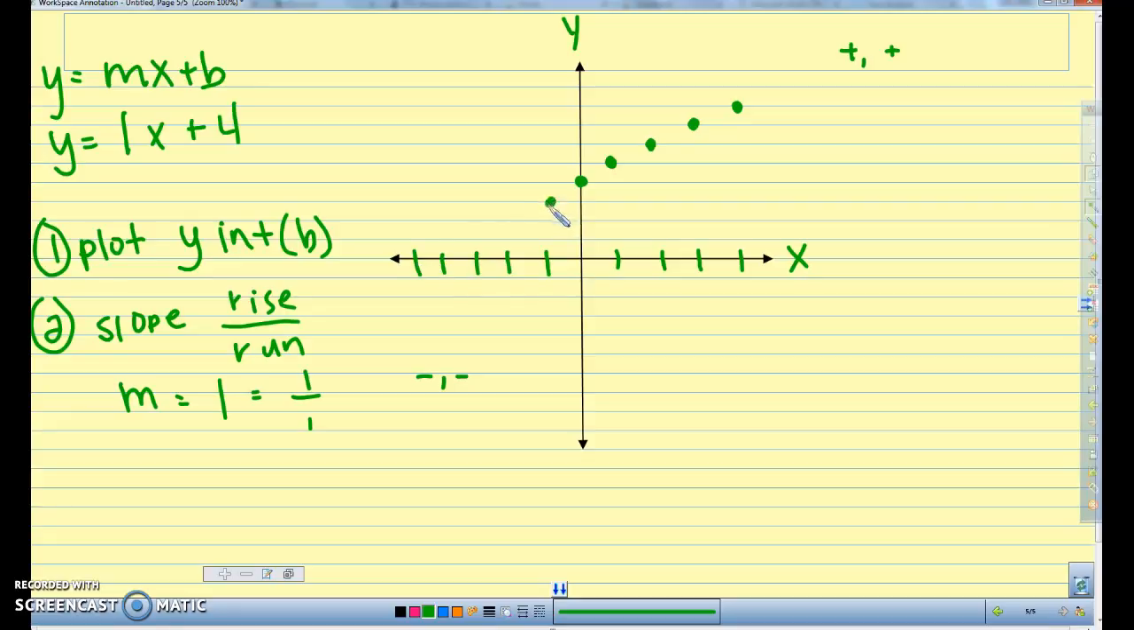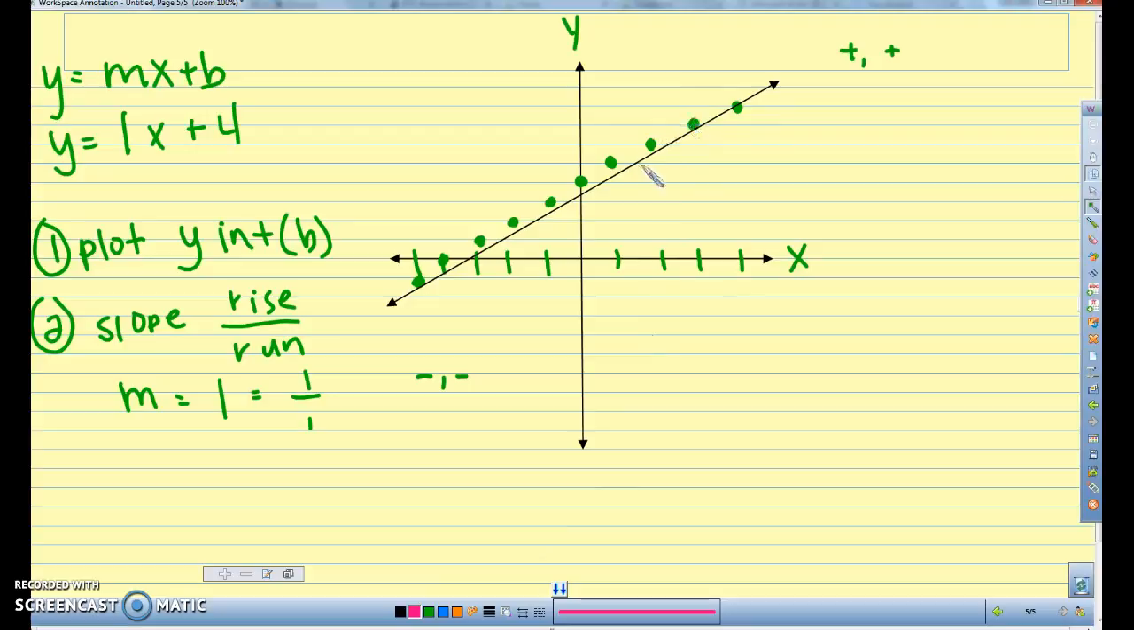Down 1 over 1, down 1 over 1, and so on like that, just so I have enough points to draw a line through these things. And again, my drawing is not super perfect, and that's okay. So some of these points look like they're on the line and some of them don't. But this is my line, and when I'm done, I'm going to label that line.